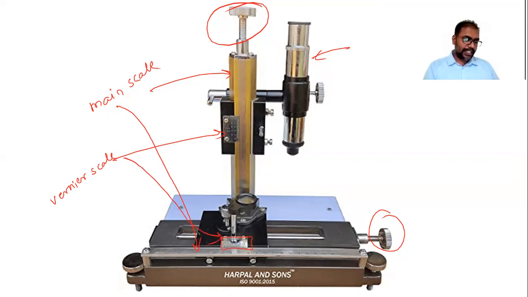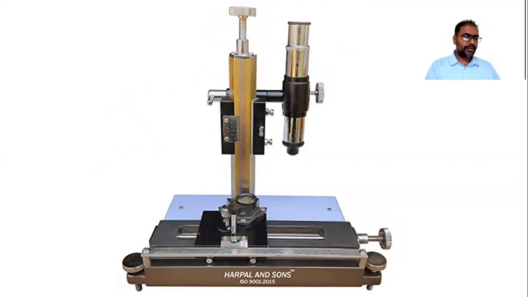Now, after that, this is a clamp type screw. By using that screw, we can rotate this microscope tube. Now, this is a screw. By using that, you can move this microscope tube up and down. Then here, these are the leveling screws which are used to level the device. Here, a lens is given to note down these vernier divisions.